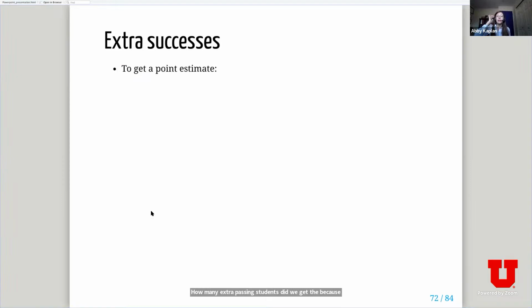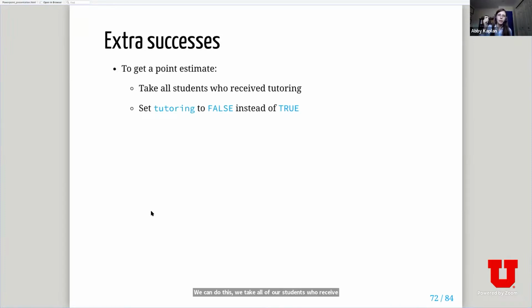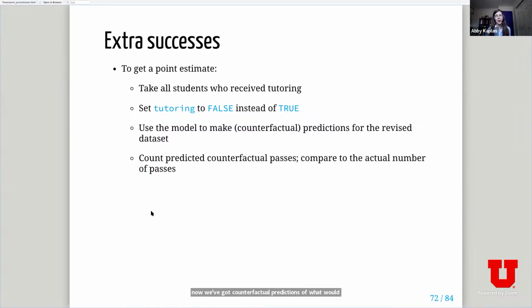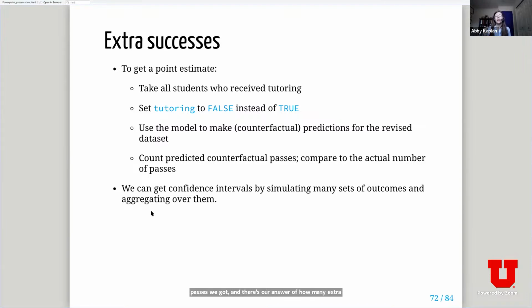Well, we can use our model to try to estimate this. So to get a point estimate of this, how many extra passes we got, we can do this. We take all of our students who received tutoring, that subset of the data, we take that tutoring variable and we set it to false instead of true. So now we have a counterfactual data set. This is the data set where imagine they hadn't gotten tutored. We take that data set, we run it through our model, and now we've got counterfactual predictions of what would have happened if they had not been tutored. And then we just take those predictions and we sum up how many predicted passes we got. We compare that hypothetical sum to the number of actual passes we got, and there's our answer of how many extra passes we got because of tutoring. That gives us a point estimate.